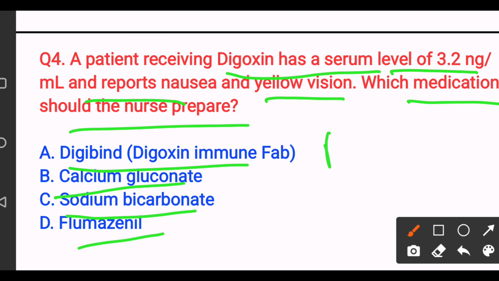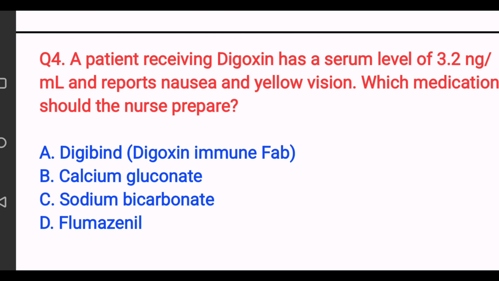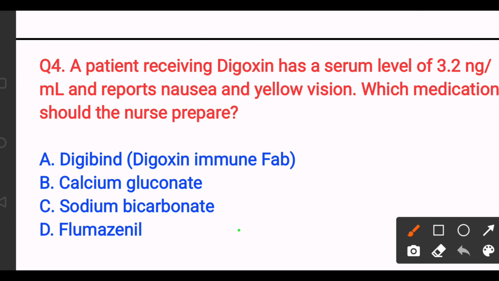The answer is option A, because the normal level is 0.8 to 2 ng per ml. When it increases to more than 2 ng per ml, it is known as digoxin toxicity. It shows symptoms like nausea and then some visual disturbance.